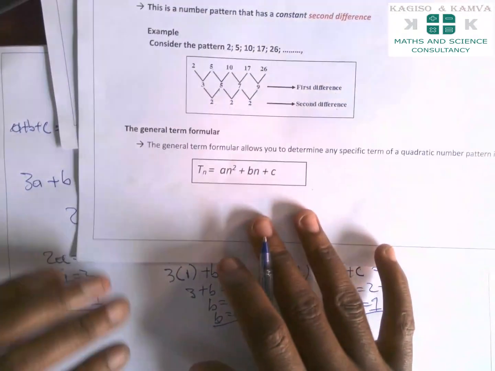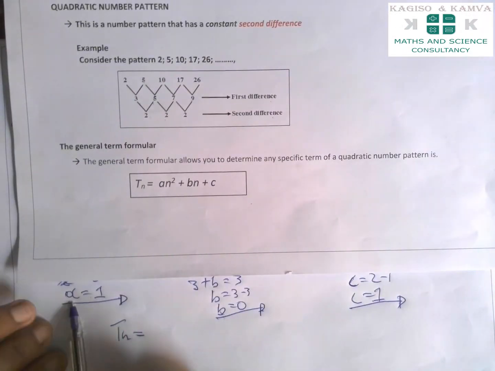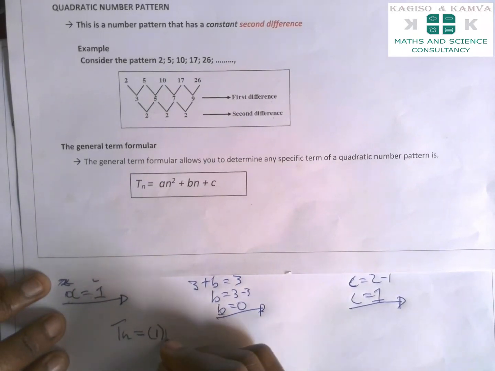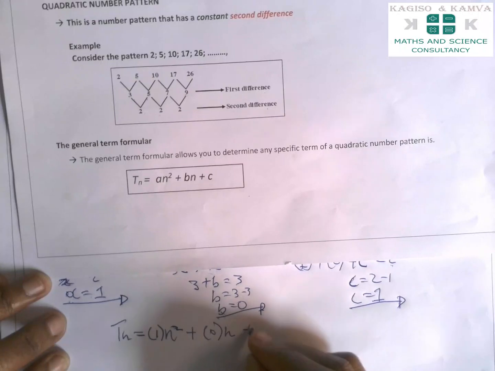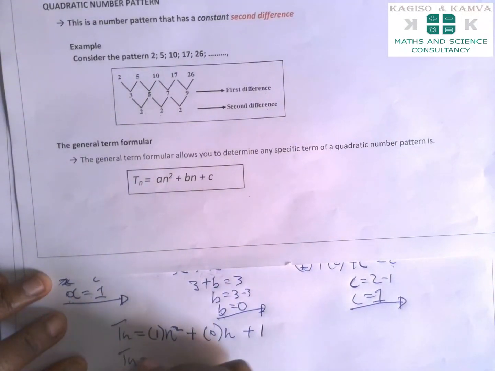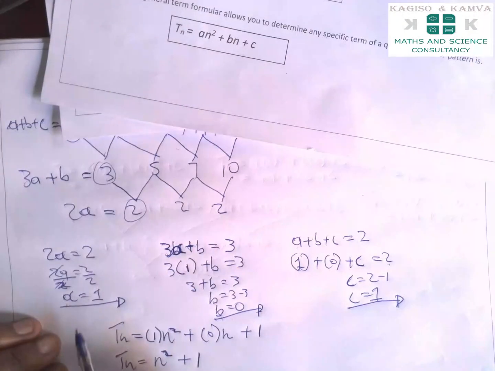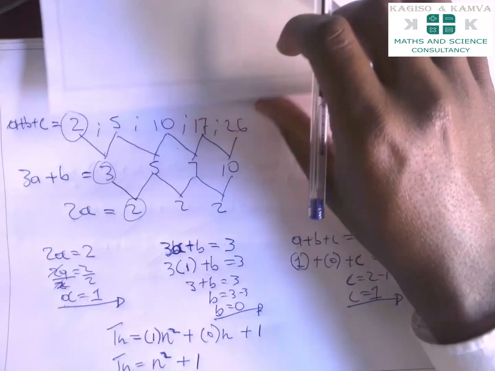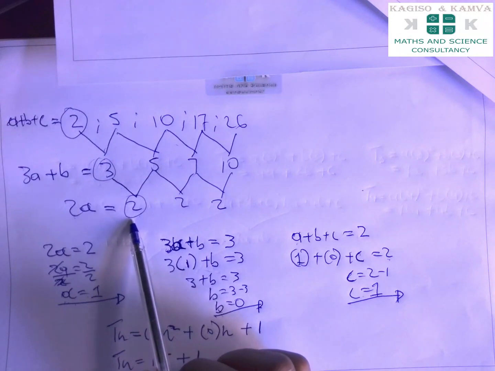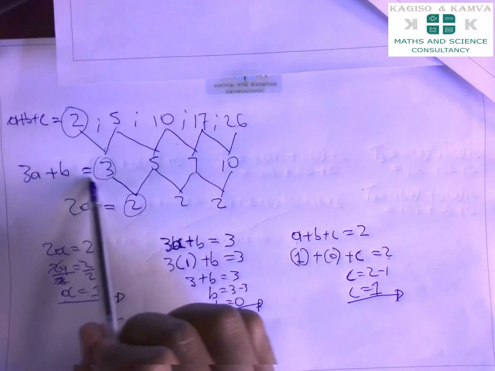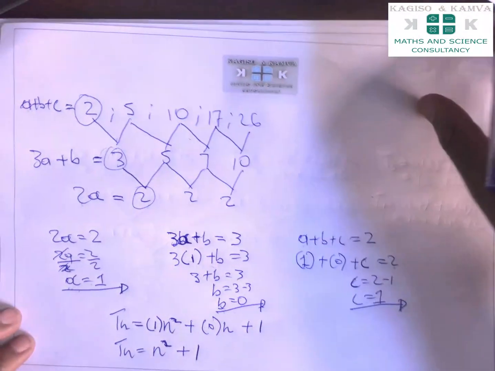So now we come to our general term, Tn. Tn is going to be equal to, the value for a is 1, so 1n squared, plus b is 0, so 0n, plus c, which is 1. So our general term is going to be equal to n squared plus 1. So we need to first find a, b, and c. How do we find that? We first need to find the first difference and the second difference. 2a is going to be equal to the constant difference. 3a plus b is going to be equal to the first term of the first difference, and then a plus b plus c is going to be equal to the first term of the quadratic number pattern. Okay, good.